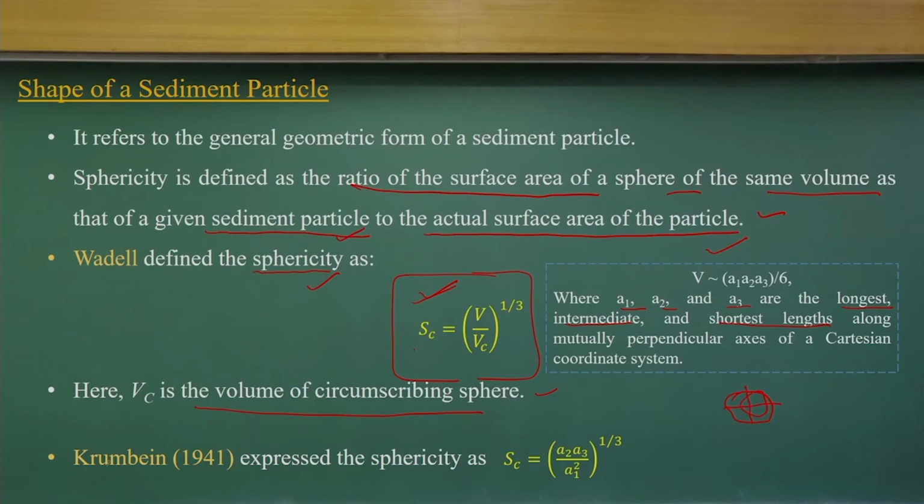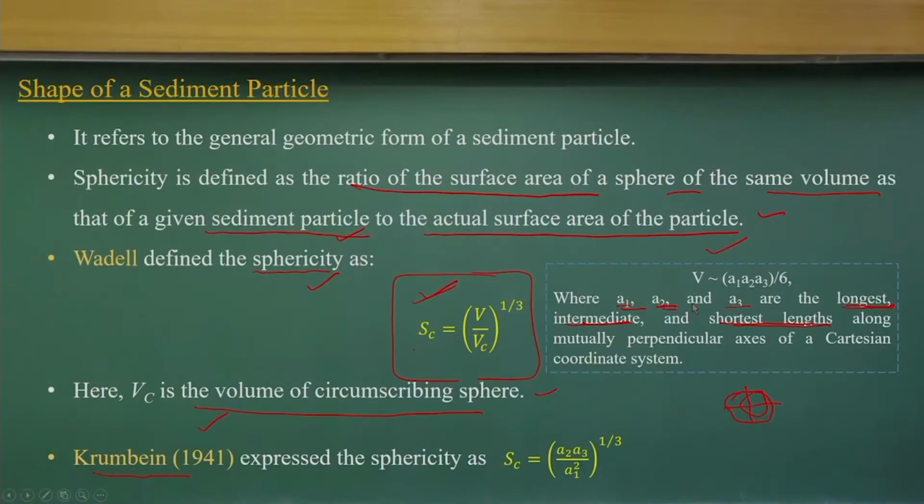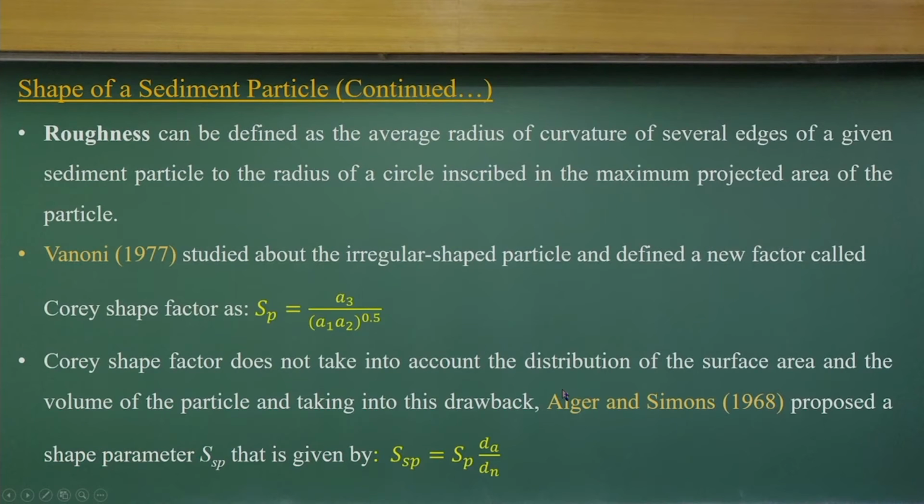There are other people who also define sphericity as a function of A1, A2 and A3. A1 is the longest length, A2 is the intermediate length, and A3 is the shortest length. It needs a microscope, or if you have a gravel, you can measure it with a scale. But if you have sand, you cannot measure it. If you have gravel, you can measure A1, A2 and A3 and compute the sphericity, whose formulas are given here, basically as equivalent properties.